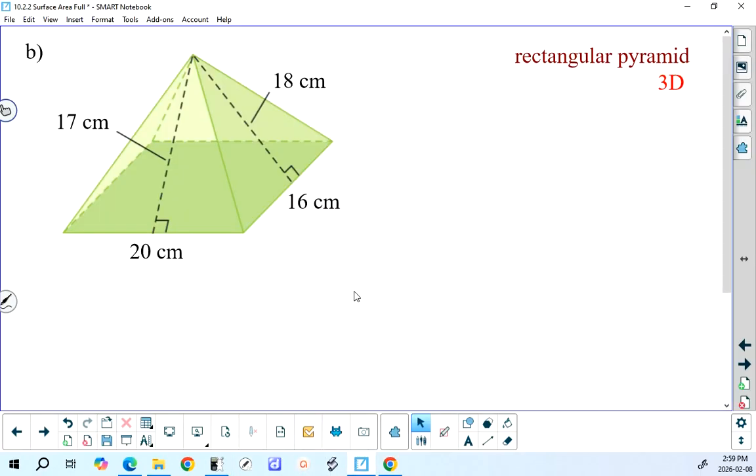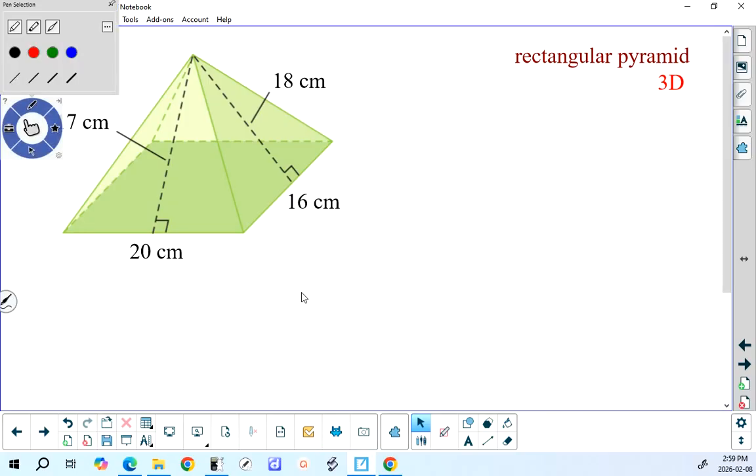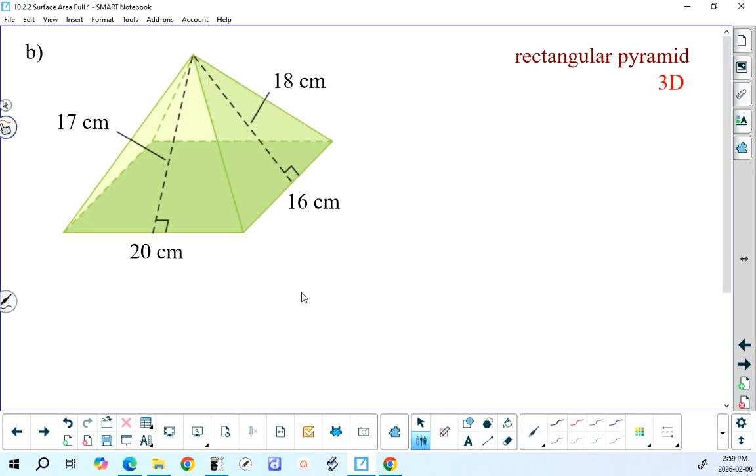So how are we going to find the total area? Well, we can find the area of the base. That's child's play. The area of the base is the area of a rectangle, which is length times width, which is 20 times 16, which gives me 320 square inches. Nope, square centimeters.